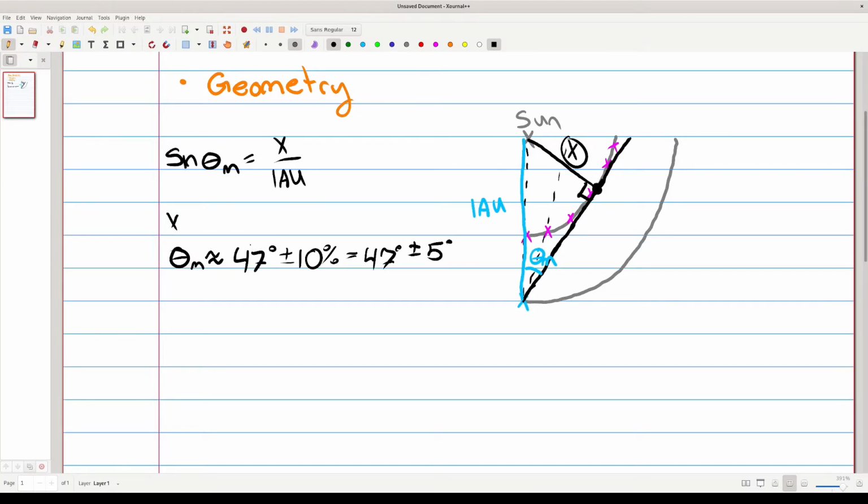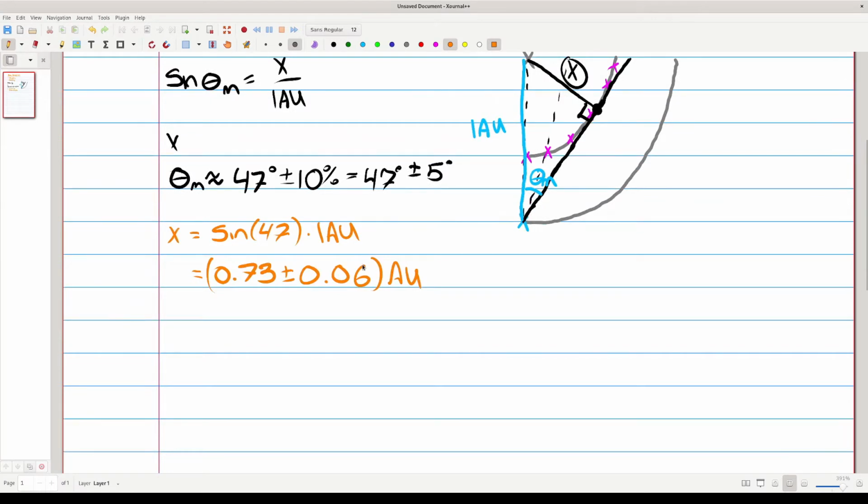Now, from this, we can calculate what x is. Let's do this in a new color. Okay, so x then is just sine of 47 times 1 AU. And I calculate this to be about 0.73 plus minus 0.06 AU.